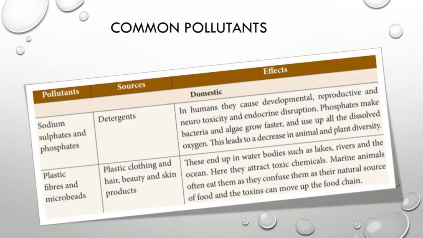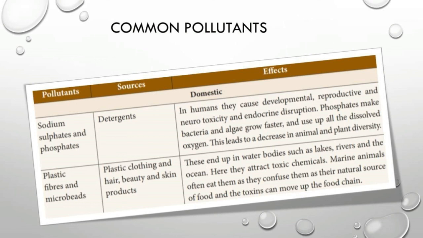Common pollutants. Pollutants are generally classified as domestic pollutants, agricultural pollutants, and industrial pollutants. The source and effects of various water pollutants are shown in the table. First, we are going to see the domestic pollutants. The sources of domestic pollutants are detergents, plastic clothing, and hair, beauty, and skin products. First, detergents. The pollutants inside the detergents are sodium sulfates and phosphates. The effects of these pollutants are that in humans they cause developmental, reproductive and neurotoxicity and endocrine disruption.